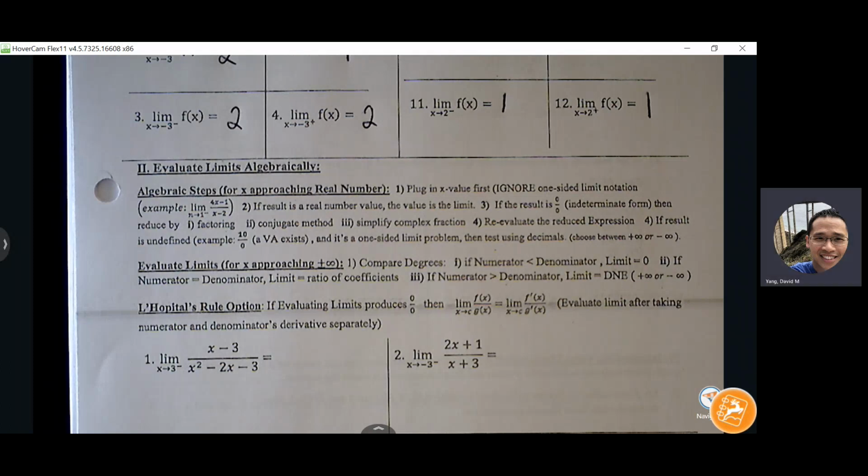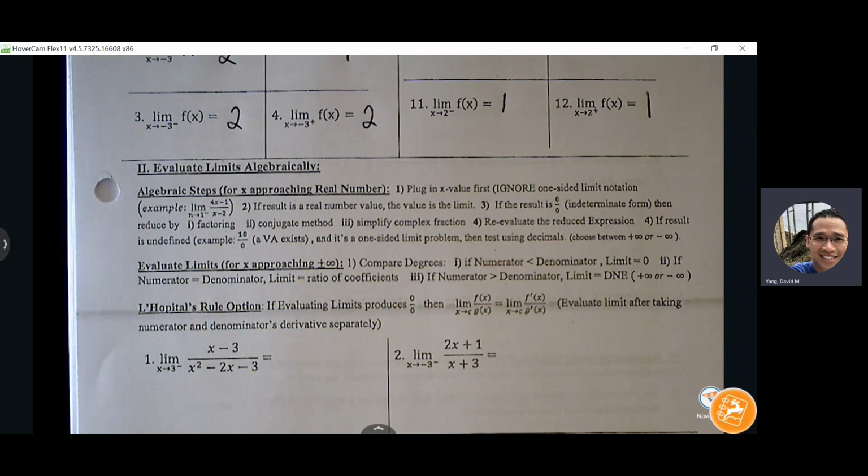Now for infinity, we have a completely different set of rules. We don't plug anything in. We just go and compare degrees. So if it's approaching infinity, we compare degrees. If the denominator has a higher degree, then your limit is always 0. If degrees are the same between numerator and denominator, then you just take the ratio of the coefficients.